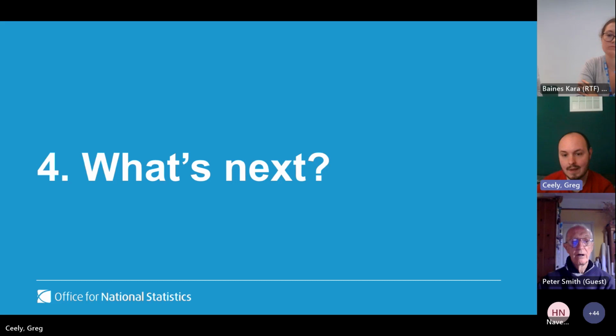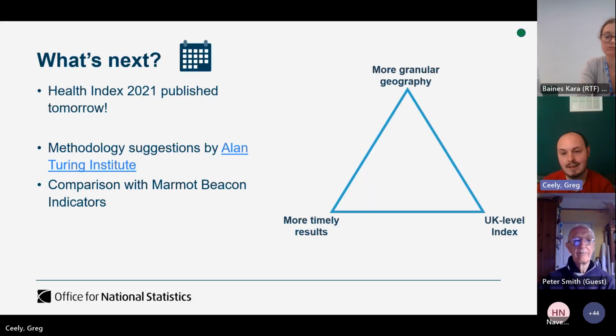So what is next for the Health Index? I've already teased that a bit by saying a bit about the UK information. But the first thing is Health Index 2021 is going to be published tomorrow. I wish it could have been published today, both because it would make today a bit less busy for me. But it means that there will be more results than you have seen here tomorrow. That is still not very timely, we appreciate.